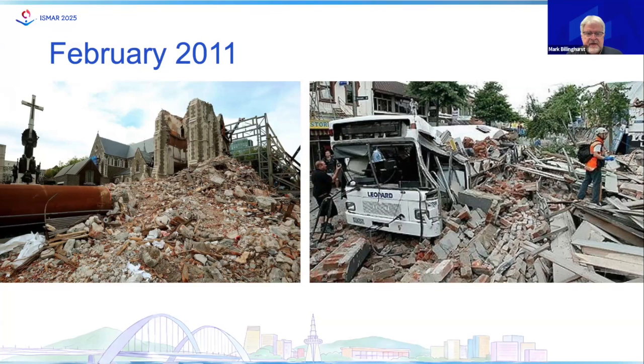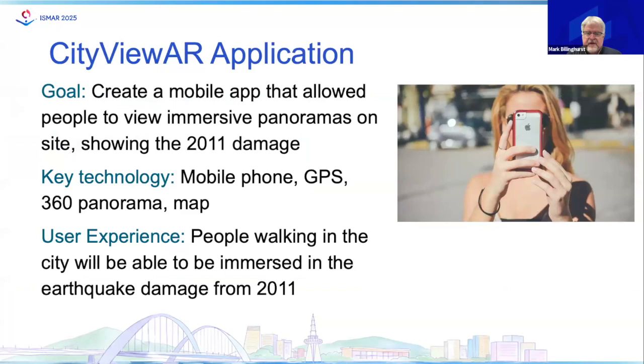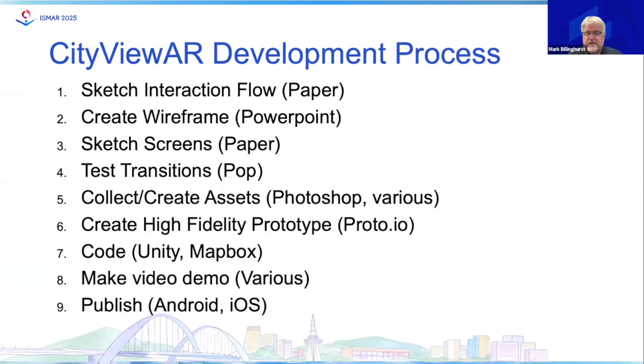So in 2021, we decided to build a memorial application. And the idea was to allow people to walk around the city with their mobile phone, and then to be able to see immersive photographs from different locations from 10 years ago. Because, of course, after the earthquake, they had cleaned up everything, but now they wanted to be able to show what it was like immediately after the earthquake. And so to do that, we used a number of different tools, and went all the way from paper and pencil to sketching, all the way through to using Unity and building a native application.